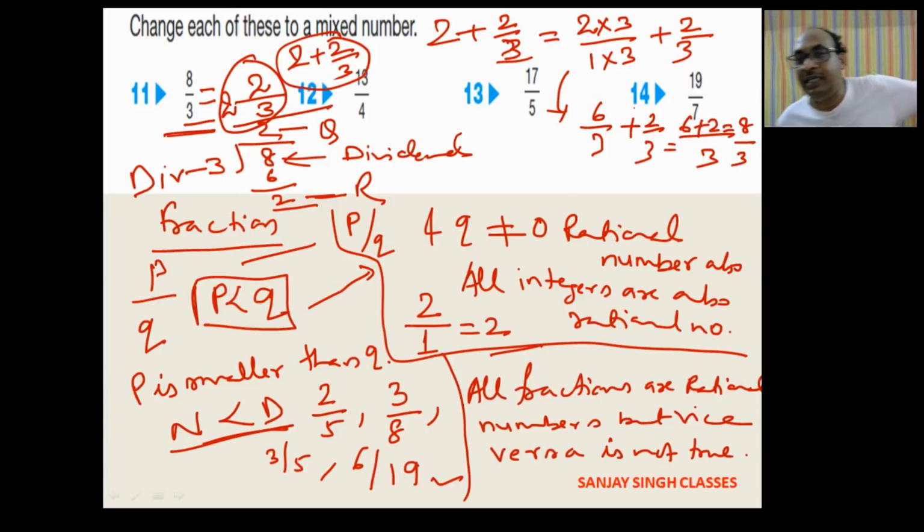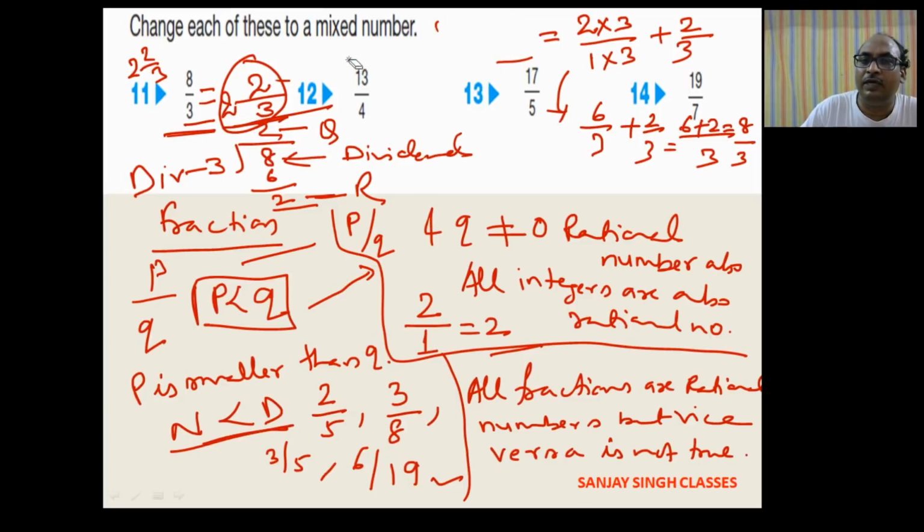So what have we seen? We have seen that this 2 2 by 3, which is the mixed number, has become 8 by 3. So in this way we need to go for changing other numbers also. Let me erase some part of it so that we will get some space.